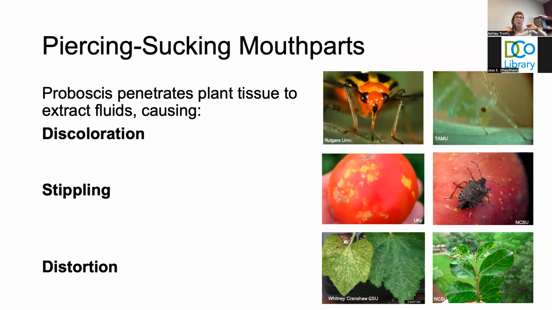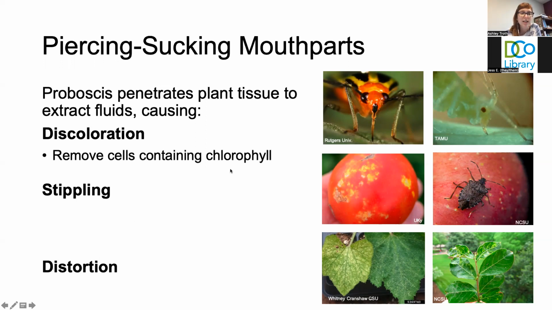Moving on from chewing mouth parts into piercing, sucking mouth parts. This is the mark of a true bug. To an entomologist, not all bugs are bugs. Only the hemiptera are bugs. They are the true bugs. So the true bugs have these piercing, sucking mouth parts that can lead to discoloration, stippling, and distortion. So you get discoloration by removing the cells containing chlorophyll. So, right, that's what you would see.